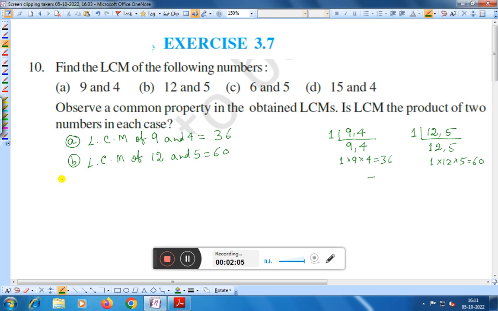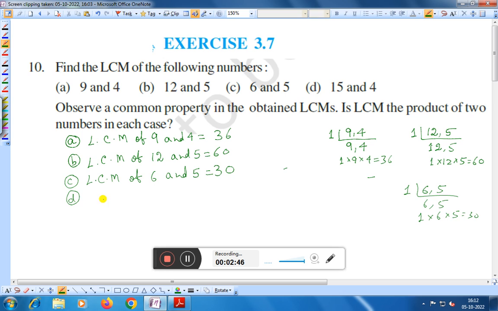The LCM of 12 and 5 is 60. Now question number C. The numbers are 6 and 5. That is the LCM of 6 and 5. Here you see, if we find the LCM of 6 and 5, they are divisible by 1 only, but by no other number. Therefore, the LCM is 1 into 6 into 5, that is 30.